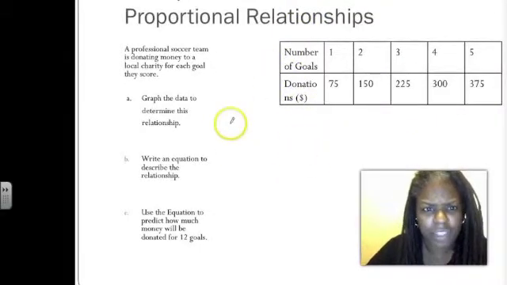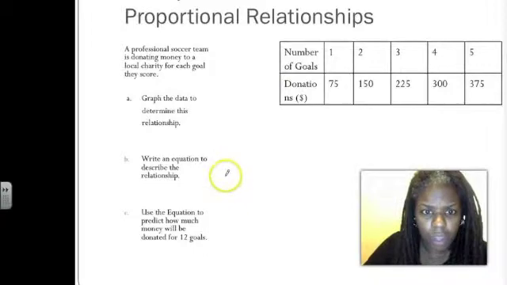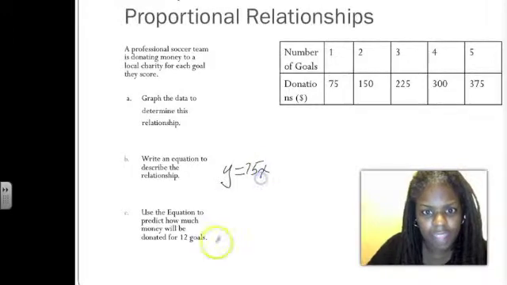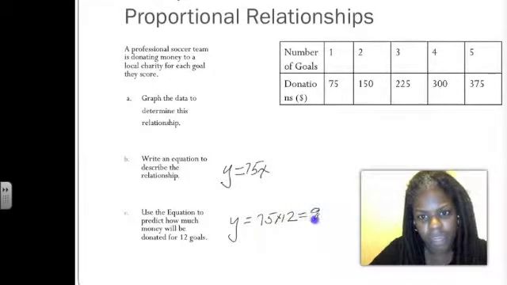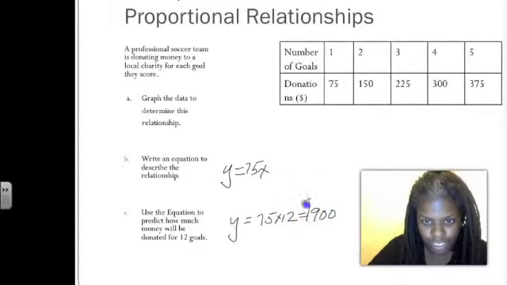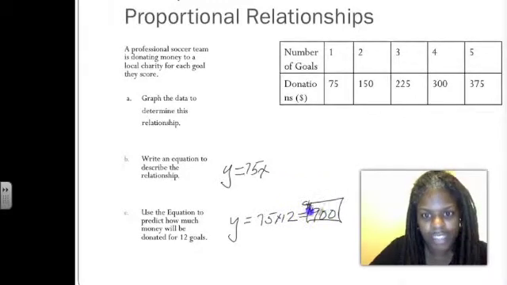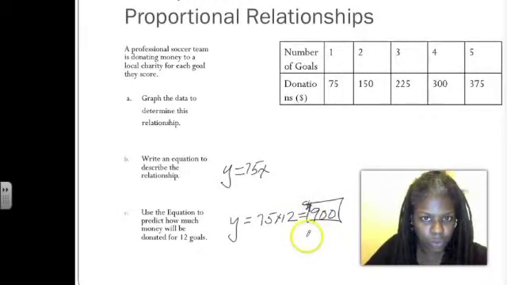So we had the graph that disappeared. I apologize. We also had the equation that we were comfortable with, which came out to y is equal to 75x, and then afterwards we were determining y is equal to 75 times 12, and I believe this might be a great place to check me. The answer is 900. So they would raise $900 if indeed they were able to score 12 goals.